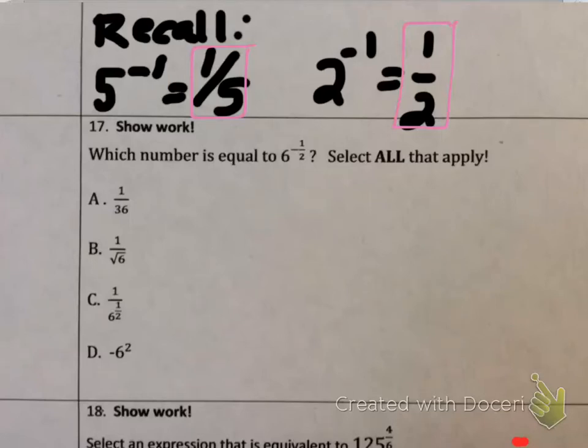Number 17 says what number is equal to 6 to the negative 1/2, and we have to select all that apply. So that means there could be multiple answers here. If you guys remember, a negative exponent just means the reciprocal of the positive exponent value.